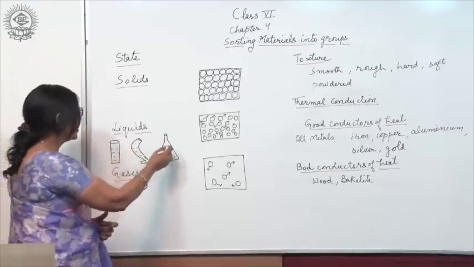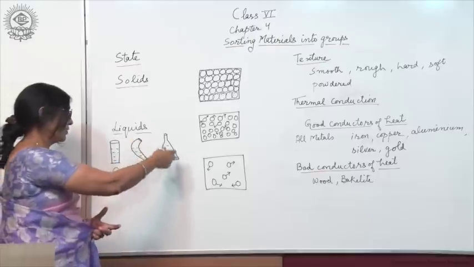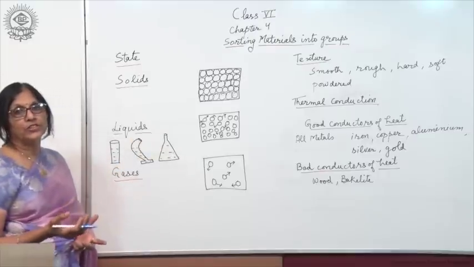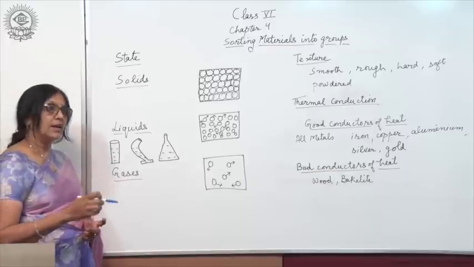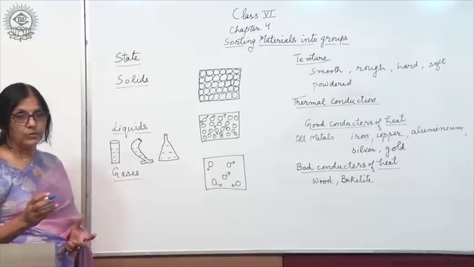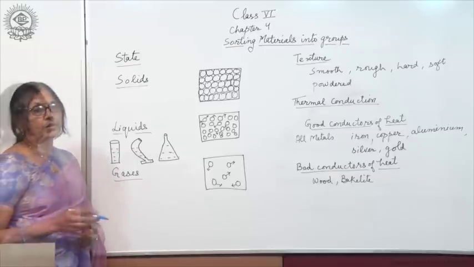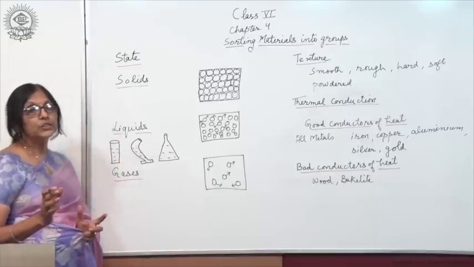Now pour this water into another container of different shape, like this conical flask, and the water will change the shape. So liquids change the shape accordingly, and liquids take up the shape of the container in which they are kept. So liquids do not have a definite shape, they have a definite volume.